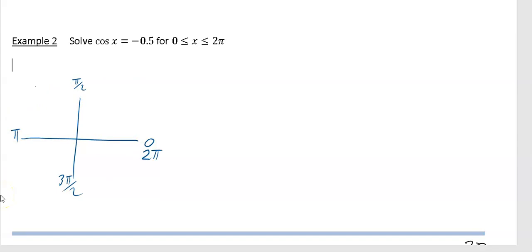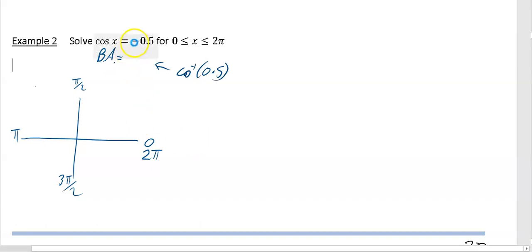Okay, in this example, you've got to do your basic angle. Now, this is where people make their first mistake in these things. So BA, your basic angle. How you get your basic angle is you do cos to the minus 1 of 0.5. You ignore the negative sign up here. You ignore it. And it's just cos to the minus 1 of 0.5. So you do on your calculator cos to the minus 1 of 0.5, calculator into radians mode first of all. So into radians mode, and then cos to the minus 1 of 0.5. Press equals, and I've got a third pi, and I'm just going to write that as pi over 3.